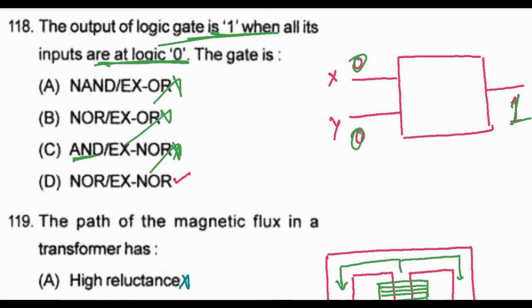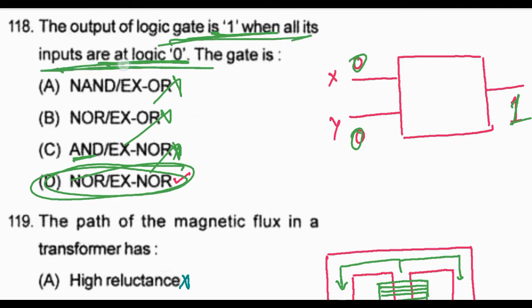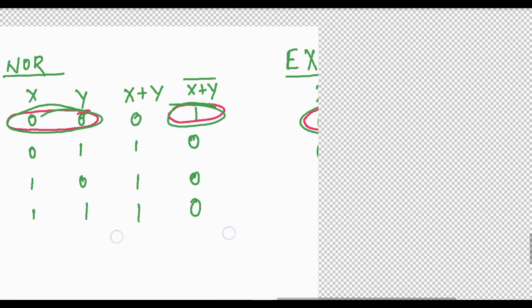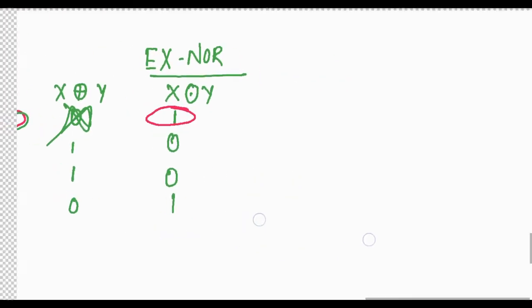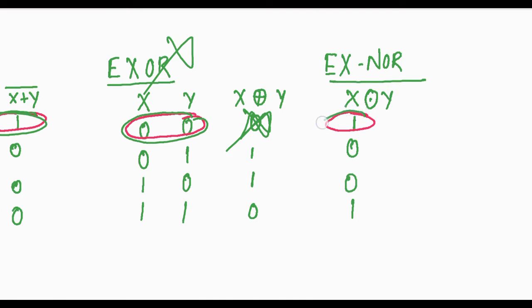So here the remaining are NOR and XNOR, because both NAND and NOR will satisfy this condition. NAND and NOR. Another one is XOR or XNOR. So here is the XNOR. For XNOR, we are getting 1 for each 0 value at the input.